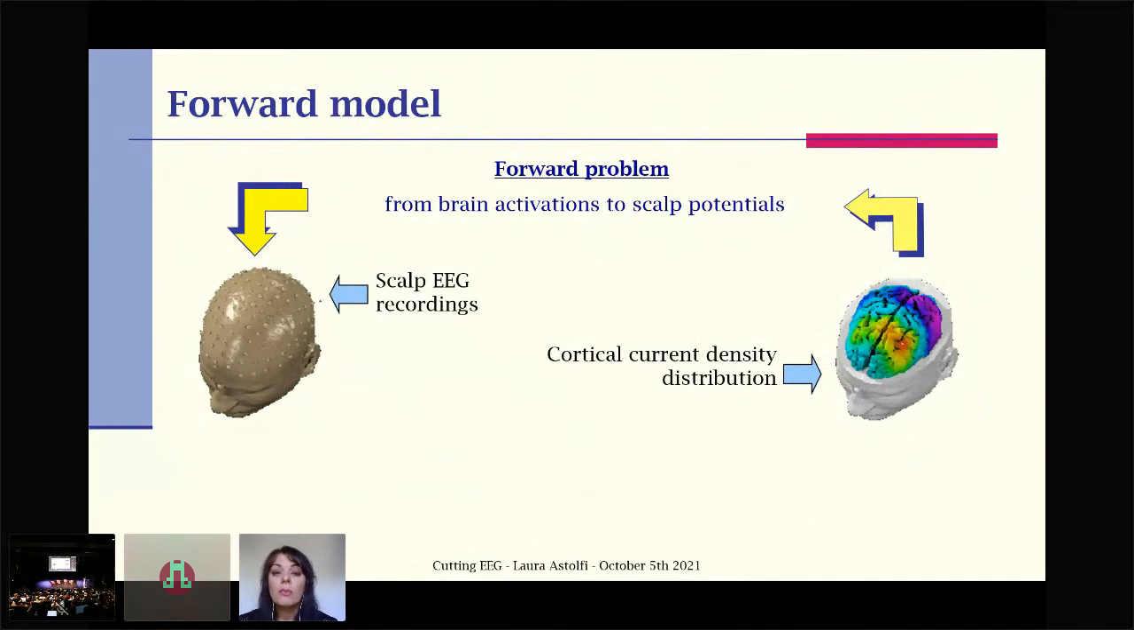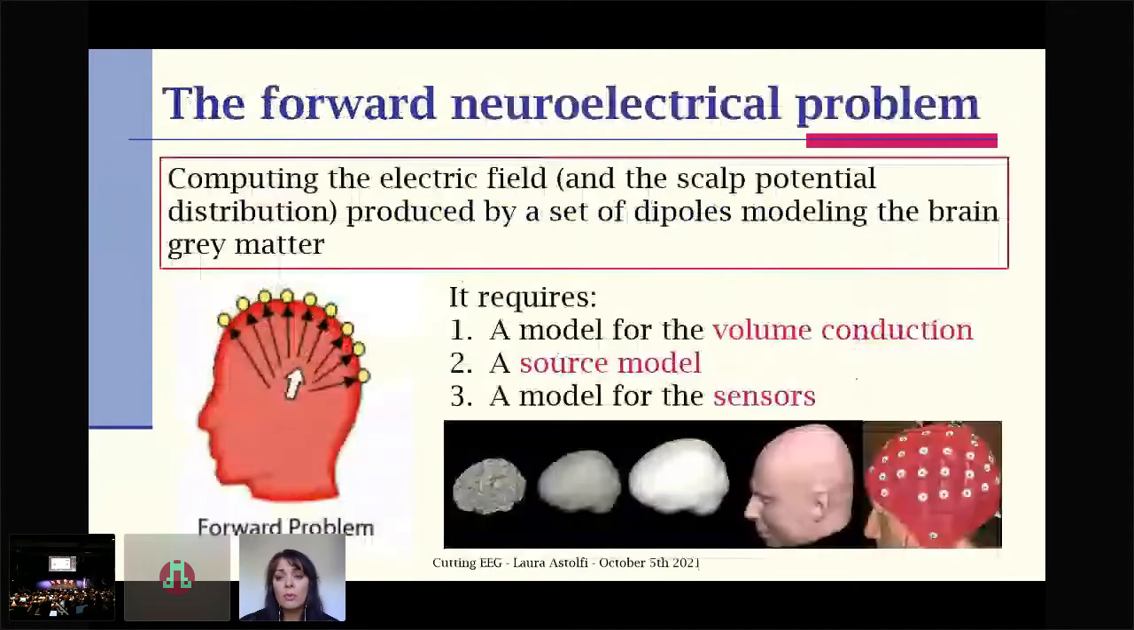So the forward problem means computing the potential distribution on the scalp produced by a specific activation at the cortical or brain level. This is not a trivial problem. It requires a lot of information that we need to include in the problem. Basically, we need a model for the volume conduction, a model for the sources, and also a model for the sensors.